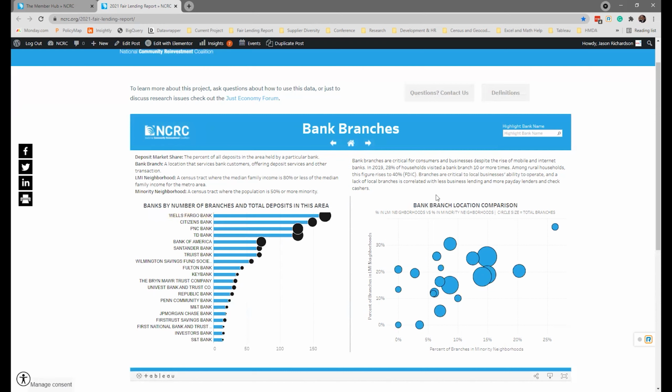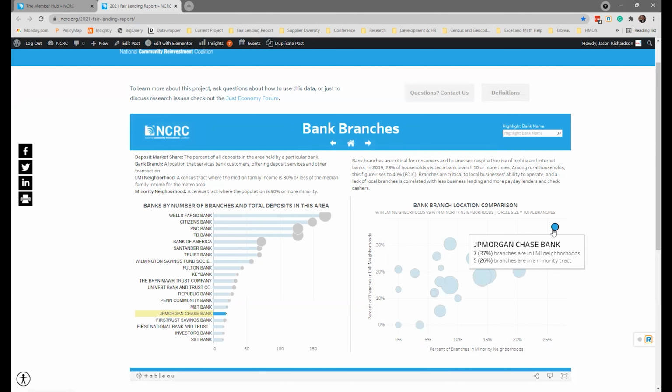On the right side, we've taken a look at each of these branch networks and ranked them in terms of their percent of branches in minority neighborhoods at the bottom, and their percent of branches in LMI neighborhoods on the left-hand side. So by this time, you should be used to these scatter plots. If you hover over one of the circles, you're going to see some additional information pop up about how many branches they have and what neighborhoods they're located in.